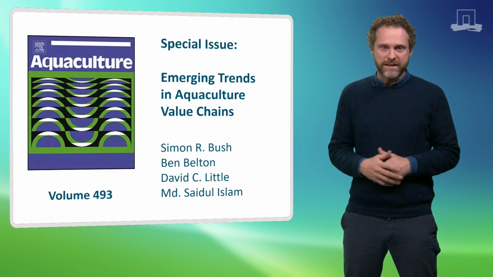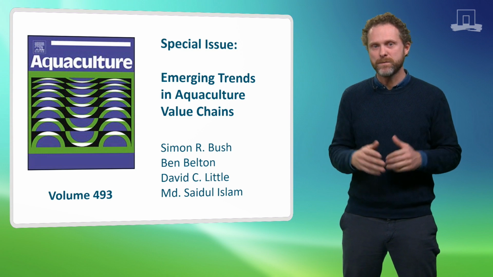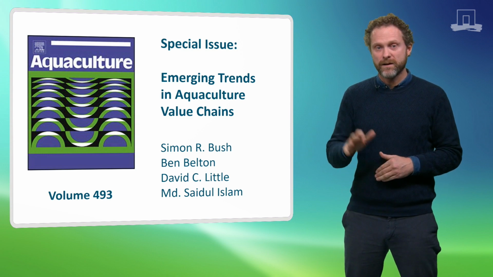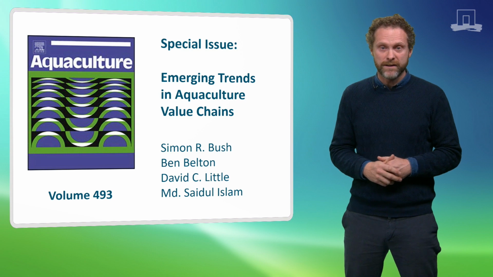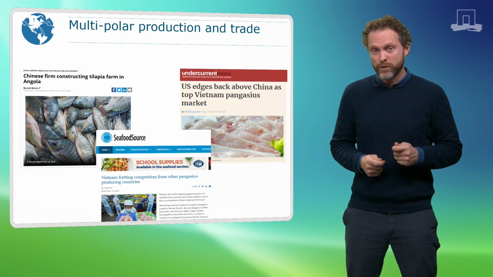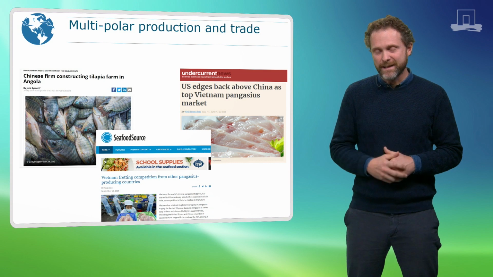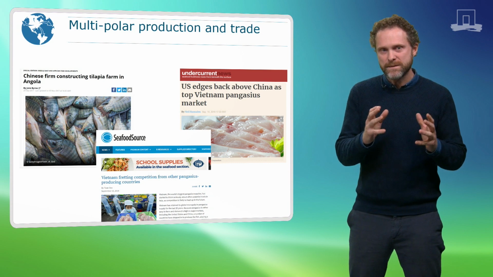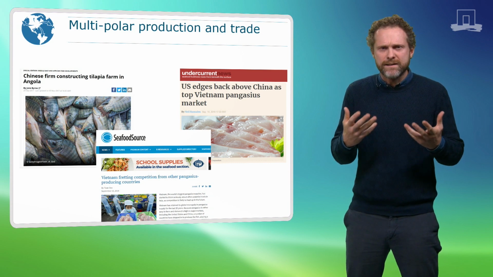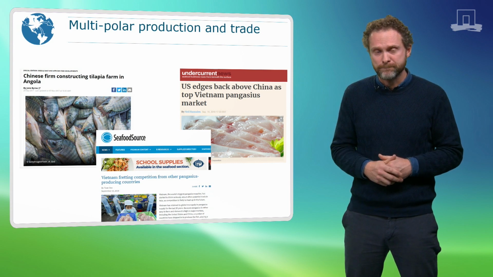Luckily, this is changing. In our special issue in the journal Aquaculture, we brought together 19 papers from around the world to identify five current trends that are shaping the development of the global aquaculture industry. First, we see that aquaculture production and trade is predominantly located in domestic markets in the global south, in particular in Asia and Africa. It's in these markets that we see an increasing demand for aquaculture products, and we will continue to see demand into the future.